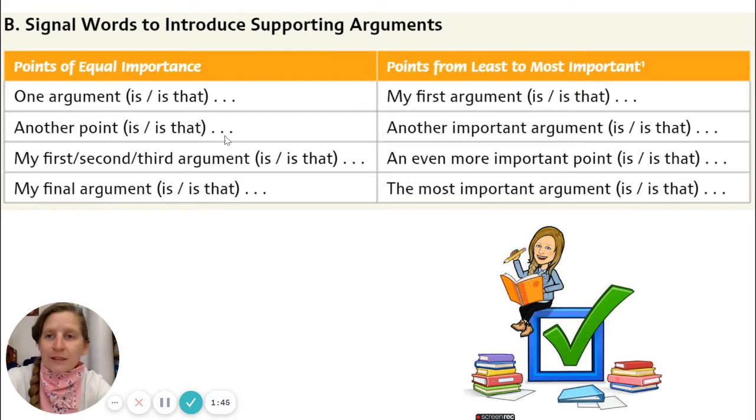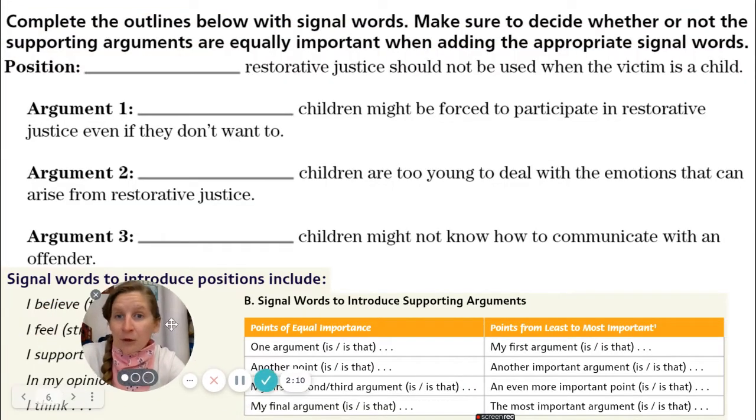All right, and then here are ways to introduce supporting arguments. This is introducing evidence and arguments, points of equal importance: one argument, another point, my first, second, third argument, my final argument. And then these are from least to most. When you're presenting the least important argument and then ending with your biggest, best argument, you'd want to use these. So some points are better than others. So my first argument, another important argument, an even more important argument, and the most important argument. Those are other signal words you can use to introduce supporting arguments.